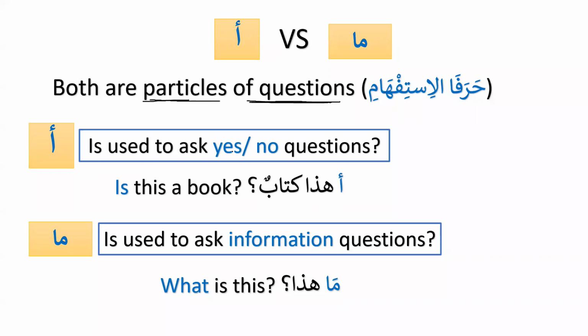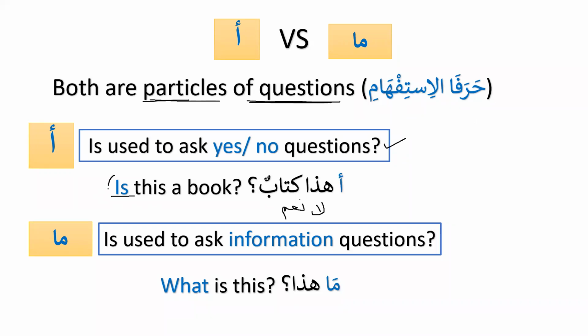Hamza is used to ask yes-no questions. What does that mean? Yes-no questions. That means the answer is either yes or no. Look at the example. Ahada kitabun. Is this a book? What will be the answer? It will be na'am, or it will be la. The only two answers are possible. So if it is yes, you will say na'am, and if it is no, it is la.